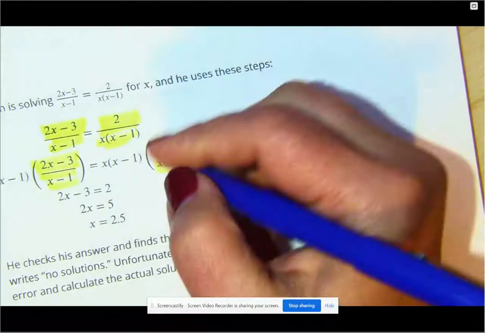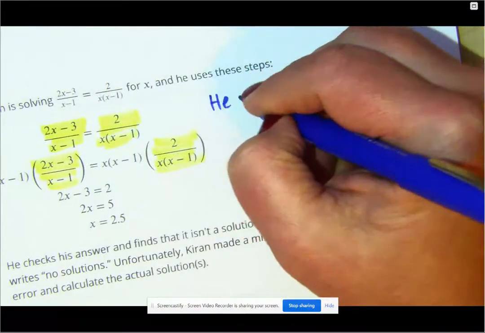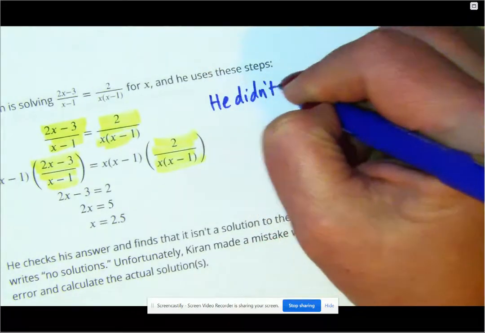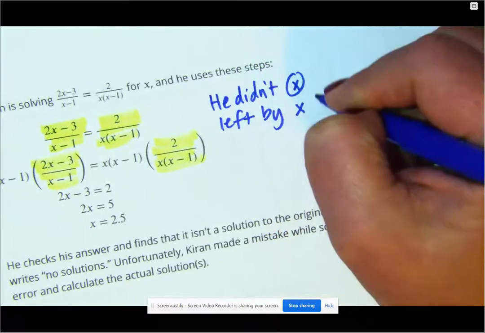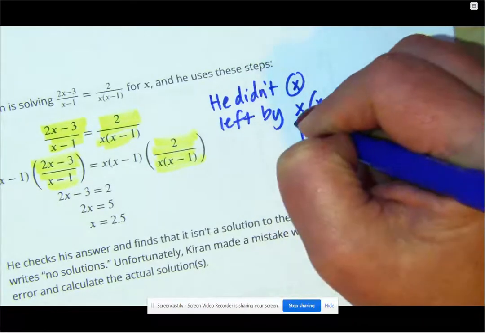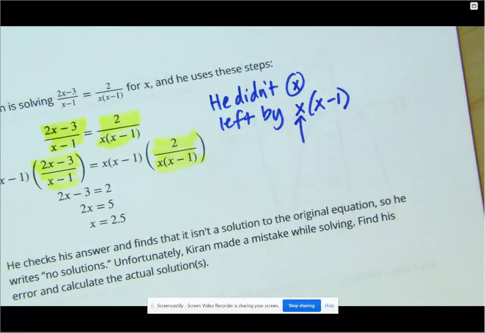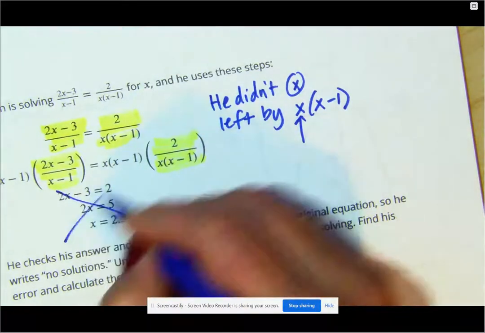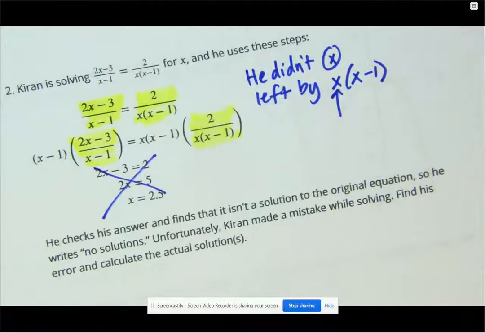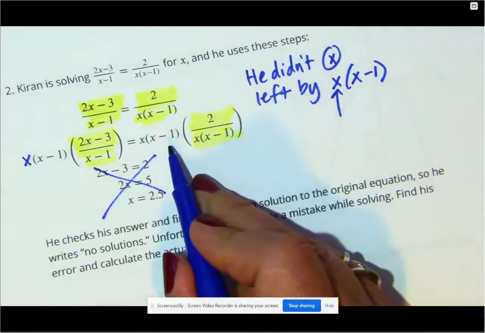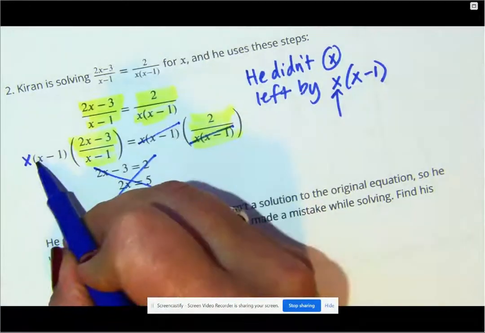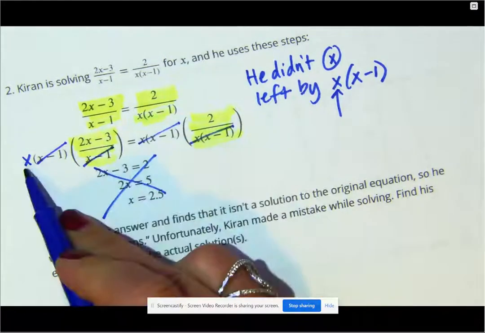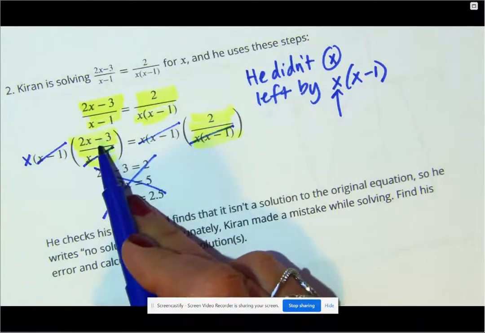So his mistake is he didn't multiply the left by x and x minus 1. He forgot that. So I'm going to cross this out and just keep going right here. So I'm going to add the x. Okay, so on this side, let's continue. We know this wipes all of that out. And we know the x minus 1's cancel, but you still have to multiply the x by these.